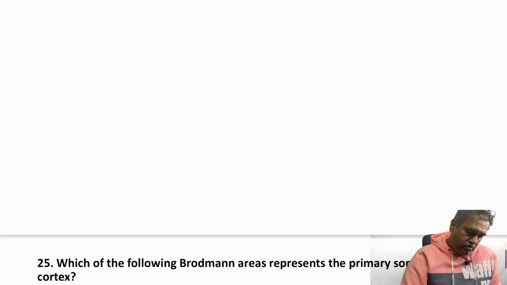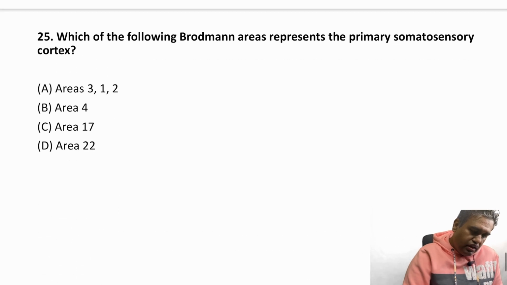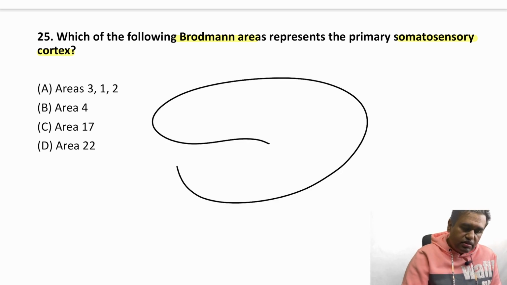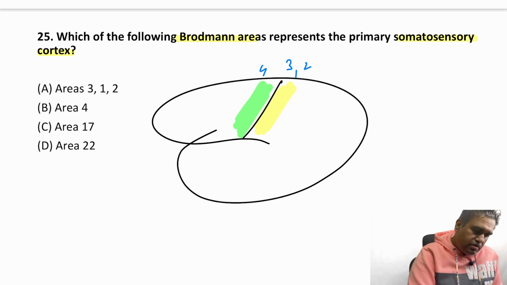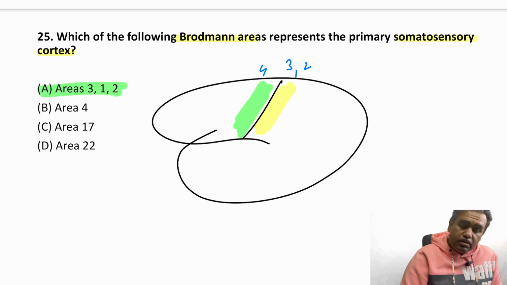Let's see the next question over here. Which Brodmann area represents the somatosensory cortex? Basic question. Sometimes we read so much that we forget the basics. Central sulcus. This over here yellow is the sensory cortex, and this slightly greenish color is the motor cortex. What is the Brodmann number over here? For this yellow part, it is Brodmann number 3, 1 and 2. For this motor part, it is Brodmann number 4. The answer is very straightforward. Area number 3, 1 and 2.